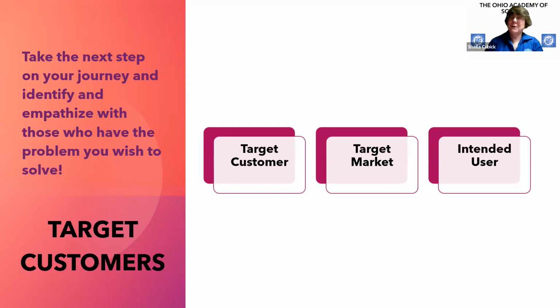That's a different person who's directly purchasing it. Same way with parents and children, and pet owners and pets. So think of those as two different groups, but quite often they are the same. The intended user and the customer are the same.